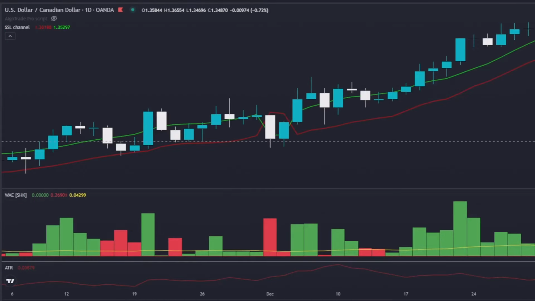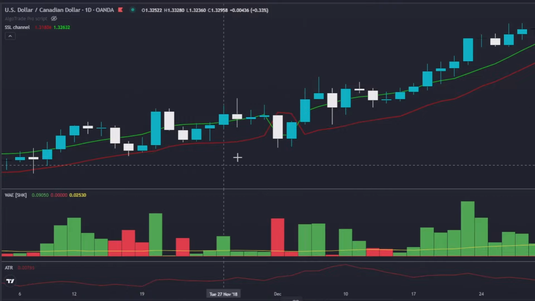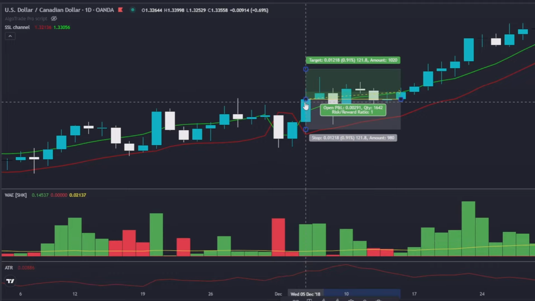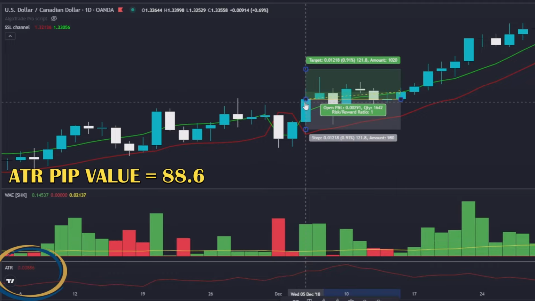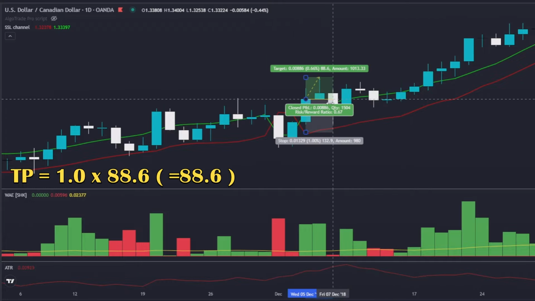Here we have an example of a valid long signal using the Waddah Attar Explosion. As you can see, the SSL channel gave a buy signal and the respective volume bar is above the line of the histogram. The stop loss value is 1.5 times the ATR pip value, so 1.5 times 88.6, which is 132.9 pips, and the take profit is 1 times the ATR pip value, so 88.6 pips.